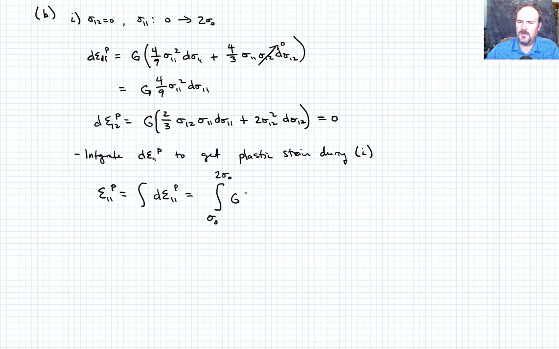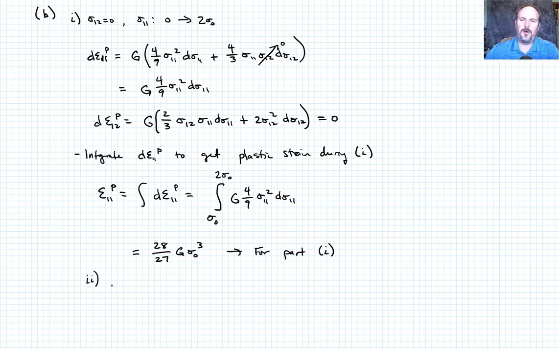So here we have g again times 4/9 sigma 1,1 squared d sigma 1,1. Okay, you can go through, carry this out, and find that this equals 28/27 times g times sigma naught cubed. So I want to remind you, this is for part 1 of the path. Okay, now we have to examine part 2.